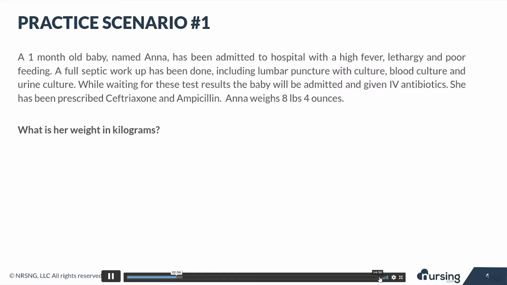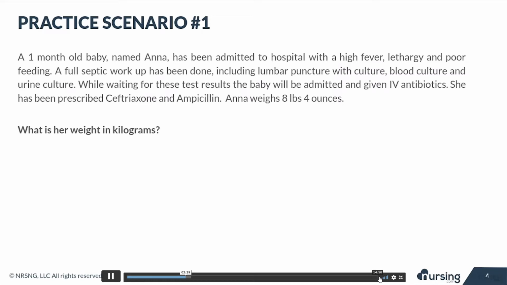All right, our first practice problem: we have a 1-month-old baby named Anna who's been admitted to hospital with a high fever, lethargy, and poor feeding. A full septic workup has been done, so she's had a lumbar puncture that's been cultured, she's had a blood culture, and they're doing a urine culture as well. While waiting for these test results, the baby will be admitted and given IV antibiotics. She's been prescribed ceftriaxone, or Rocephin you might see, and ampicillin. So we're going to end up calculating safe dose ranges for Anna for those two medications.